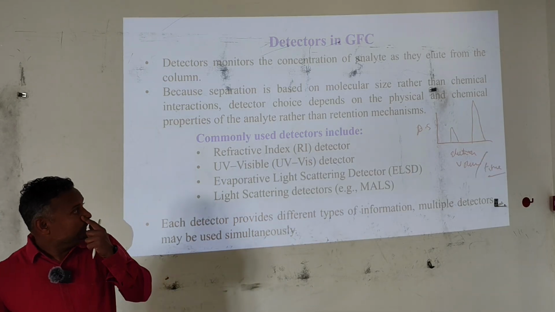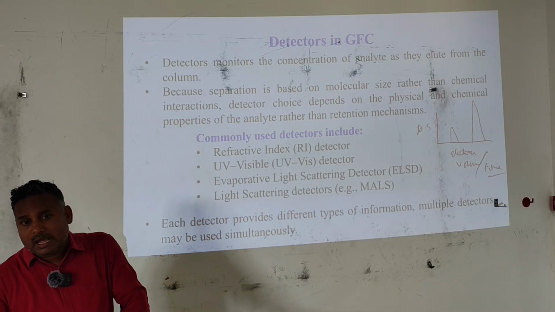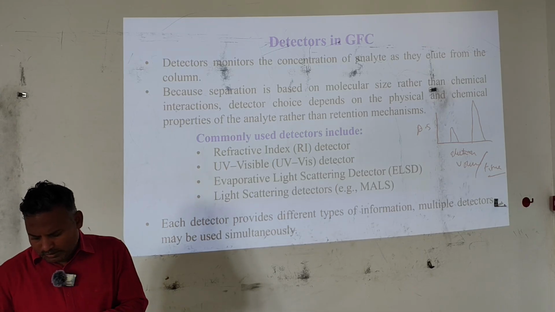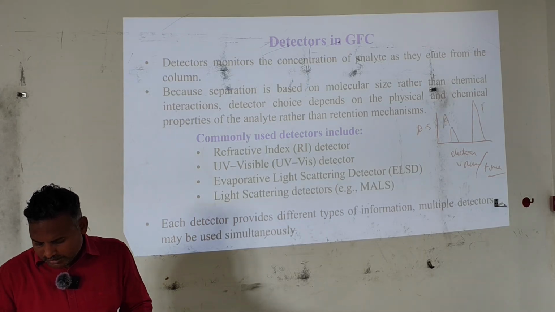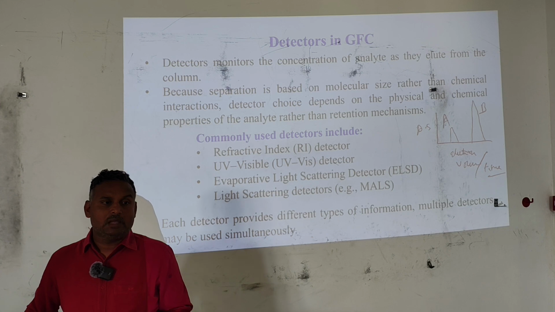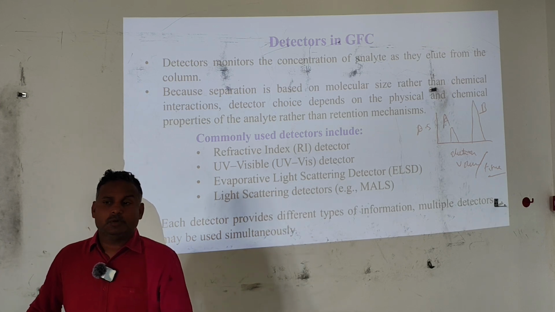Okay. Now tell me, I have two peaks here. One is for A, the other one is for B. I am asking you a question now. Which one is having more concentration?